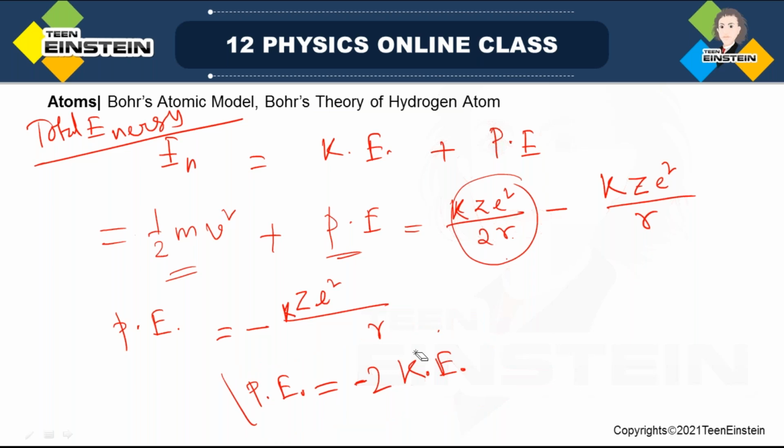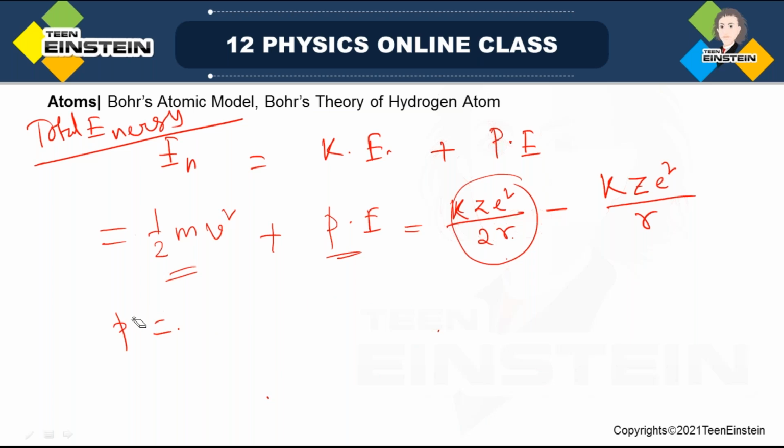And look, we'll just do the addition and see what the total energy is. If we do this addition, we get minus k Z square by 2r. That means the total energy En is equal to minus of the kinetic energy. This is the kinetic energy, so minus of kinetic energy.